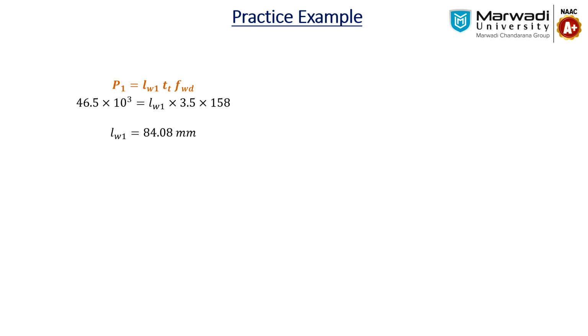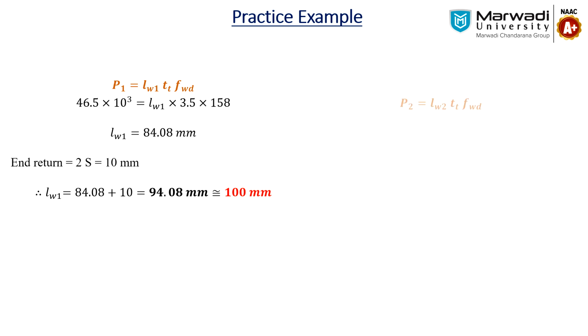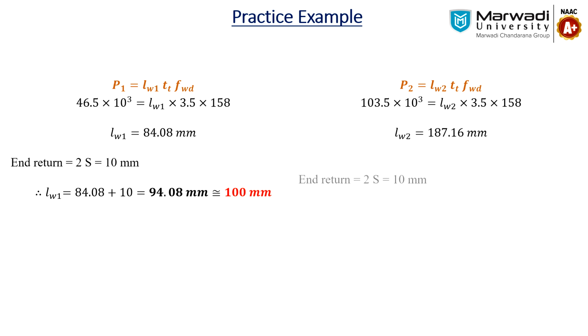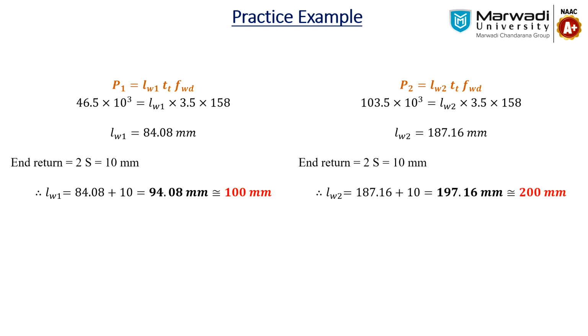Along with this you can see there is an end return. Whenever we provide the side weld, we have to provide some additional length after the corner. The end return is nothing but 2s, the size of the weld is 5, so the end return is 10 mm. So the total length of the weld is 94.08, that we can round up to 100 mm. Similarly, for P2, there is LW2 TT FWD. The P2 value will differ, and based on that, LW2 is 187.16. Similar to that, we have to add the end return. So it is 197.16, and we can round up to 200 mm.